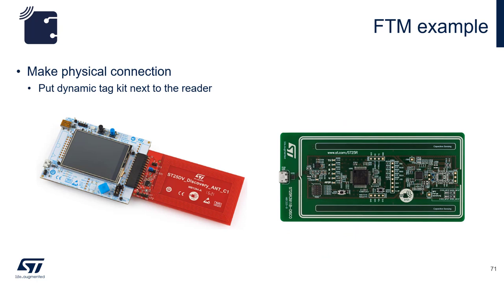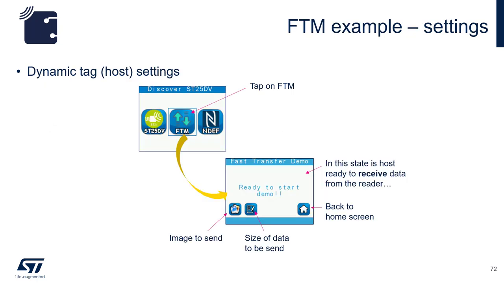First, put the two boards in proximity to each other. You just need them to be close enough for magnetic induction to take place. Since the antenna of the ST25DV board is very large, you don't necessarily need to put them on top of each other. Starting at the main menu of the ST25DV discovery board, tap the FTM button. A new menu screen will appear, and this is when the STM32 microcontroller is ready to receive data from the reader.